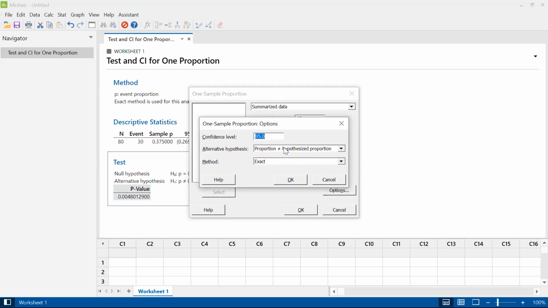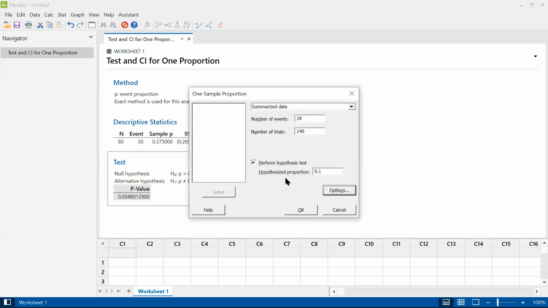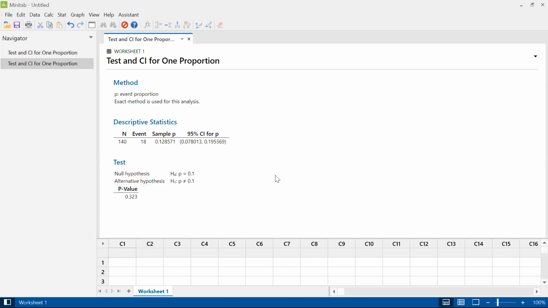If you're not sure, use not equals. We're going to keep using not equals for our alternative hypothesis unless there's a very clear reason laid out in the word problem to suggest we should use something else. Okay, so we'll hit OK, see what we get. So it looks like in our sample, it was just under 13% that were left-handed. So that's more than 10%. But look at the p-value. It's 0.323.